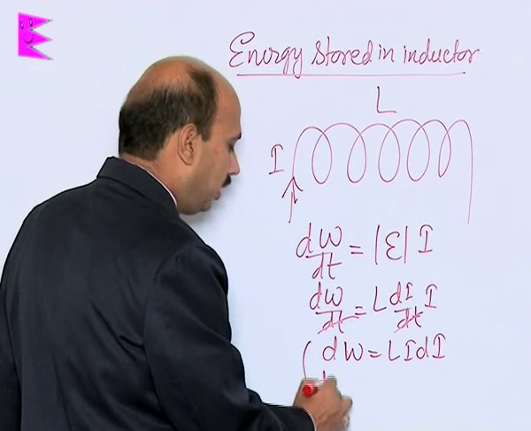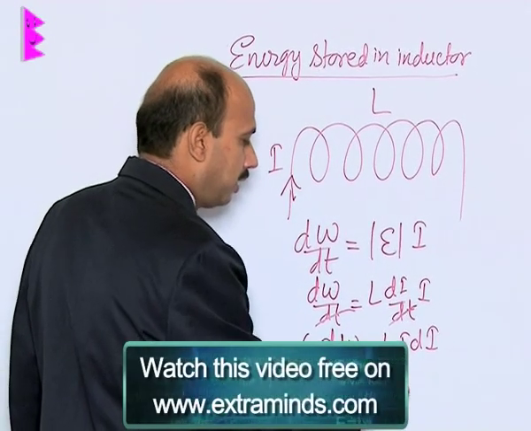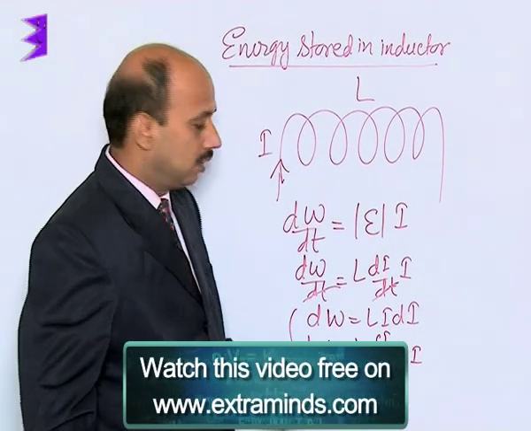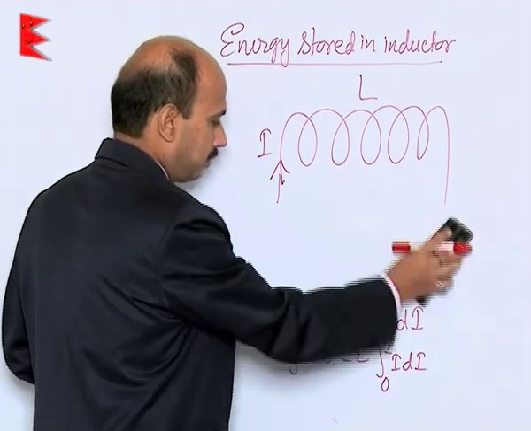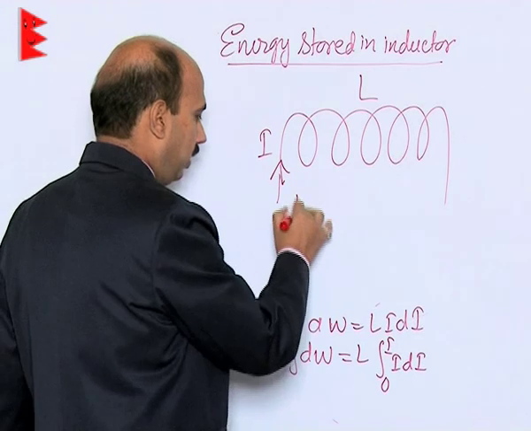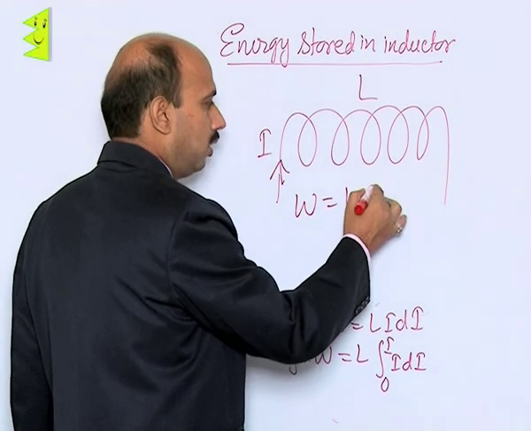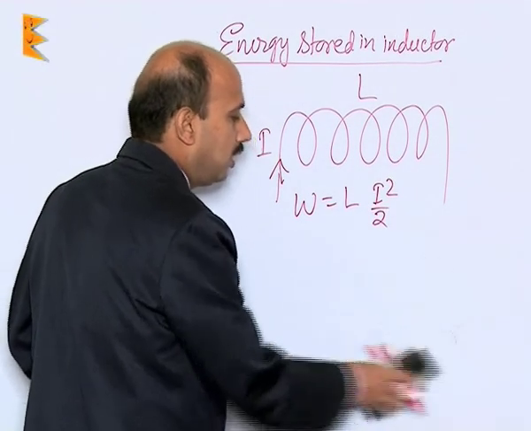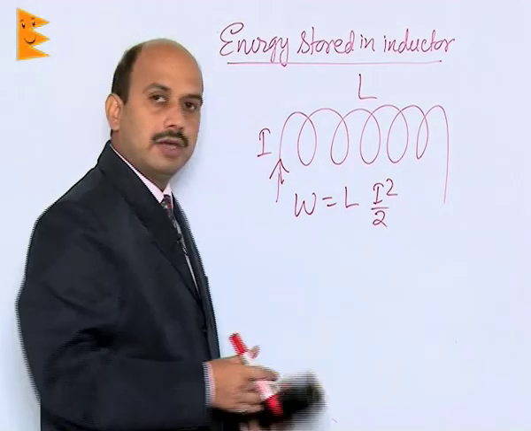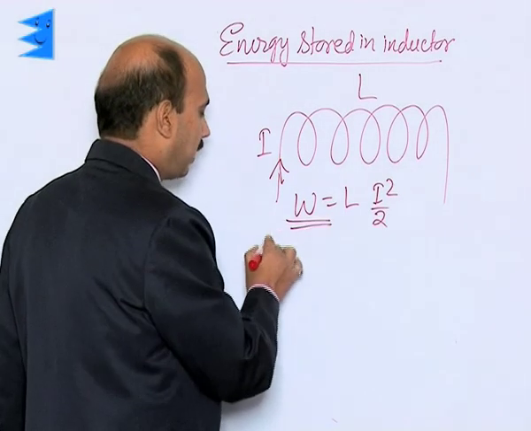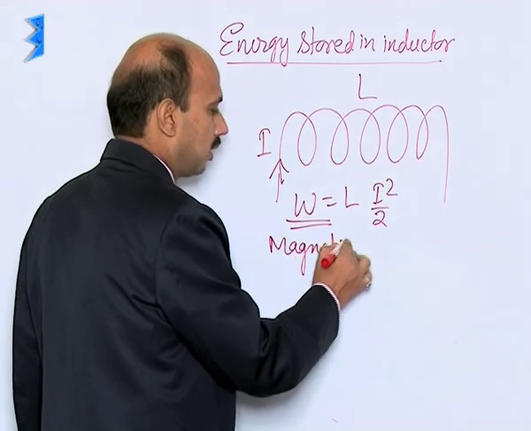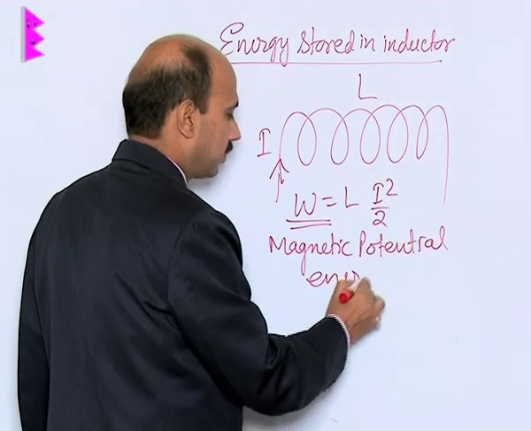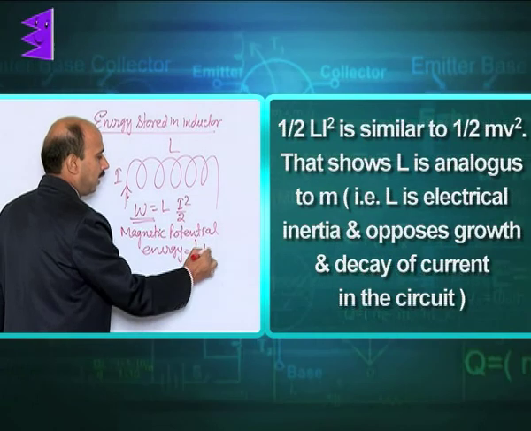Now, the total work done in establishing the current from 0 to I is the integral of L I dI. When we integrate it, we get W is equal to L I square by 2. So, this is the total work done in establishing the current in the inductor, and this is known as the magnetic potential energy. This is called magnetic potential energy, which is equal to half L I square.